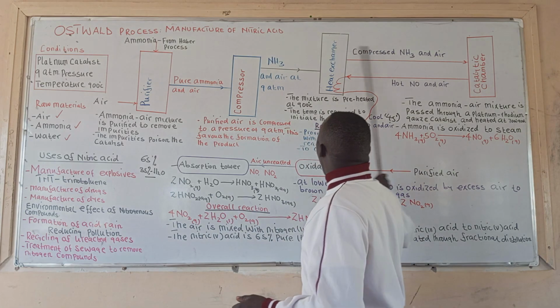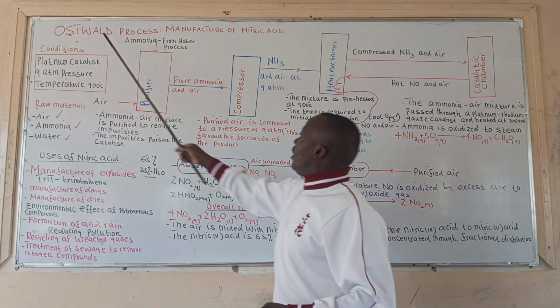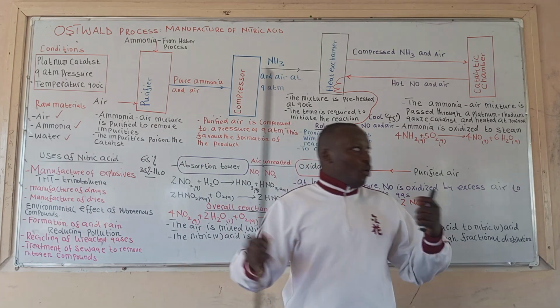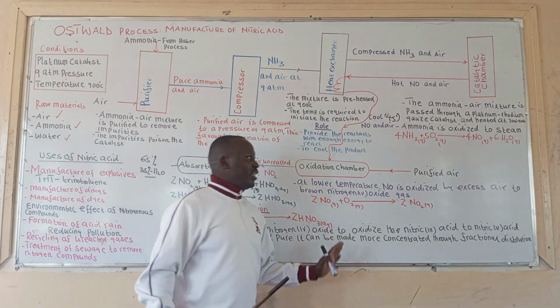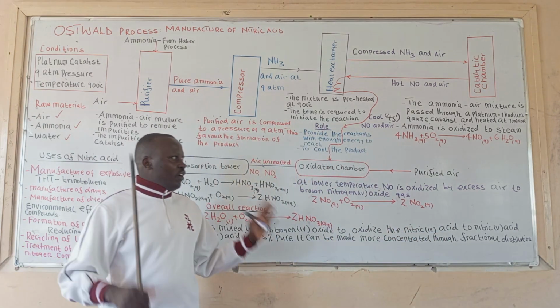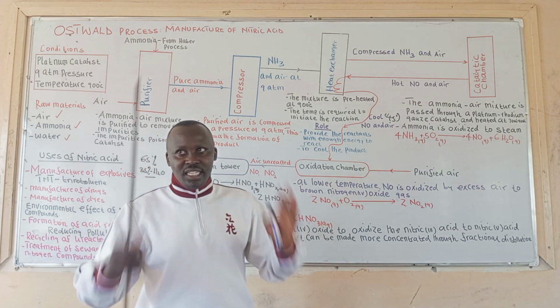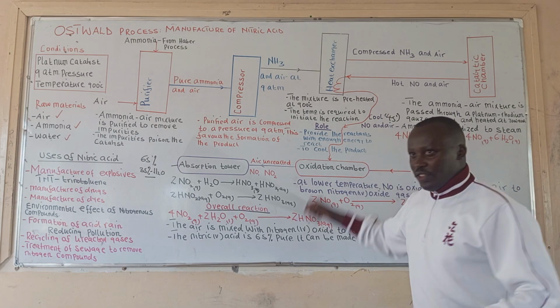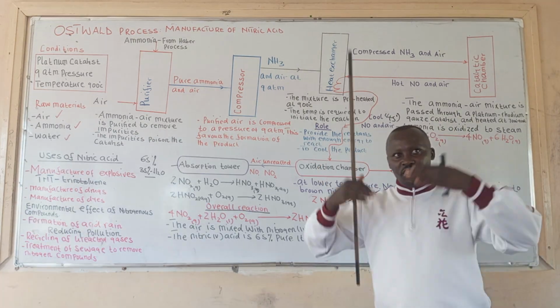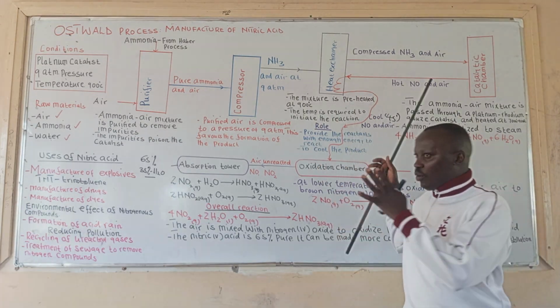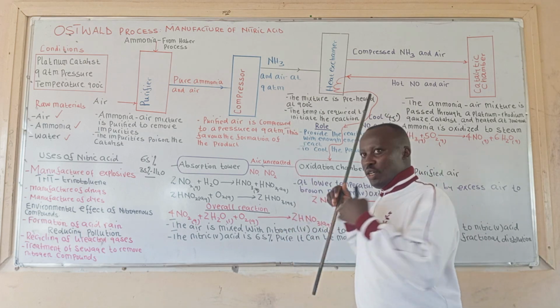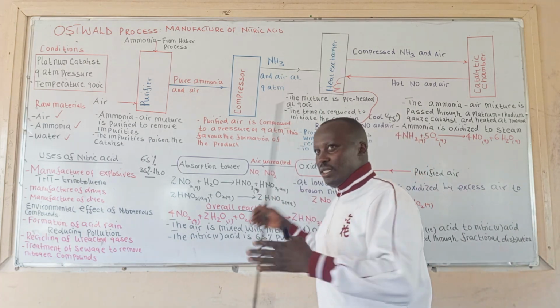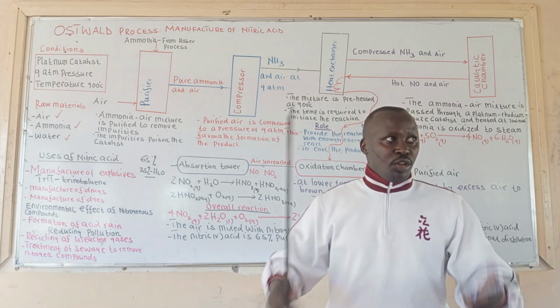So that is a simple summary of the Ostwald process, Ostwald's process, normally the large scale manufacture of nitric acid. So you can get more revision books, you get more KCSE past papers, and try to see how the question is being framed, how the question is being tested from this particular industrial process.